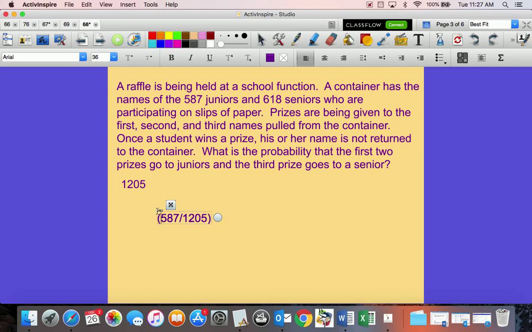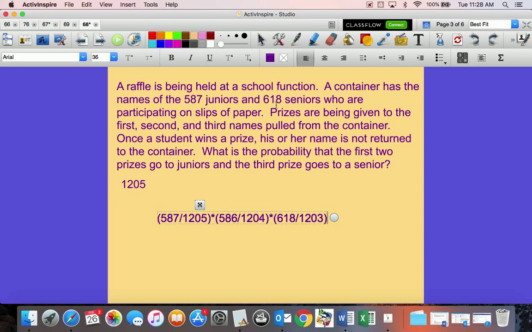And then it says the probability of the first two go to juniors, and means multiply. So once we win first prize, you can't win second prize, so we got to take that one out of there. So 586 divided by 1204, and then multiply that by the third prize goes to a senior. We've got 618 seniors divided by, we have 1203 total left over. So we got to multiply all those together.